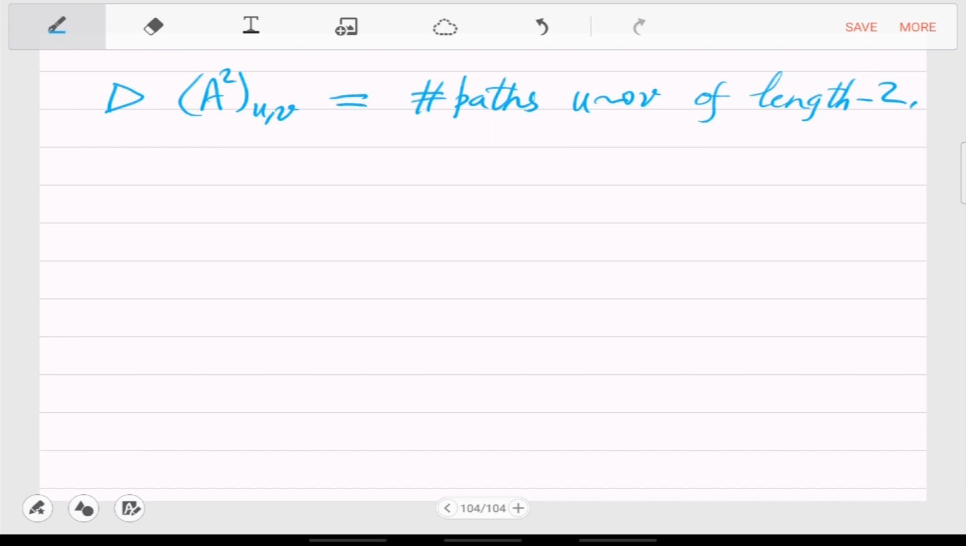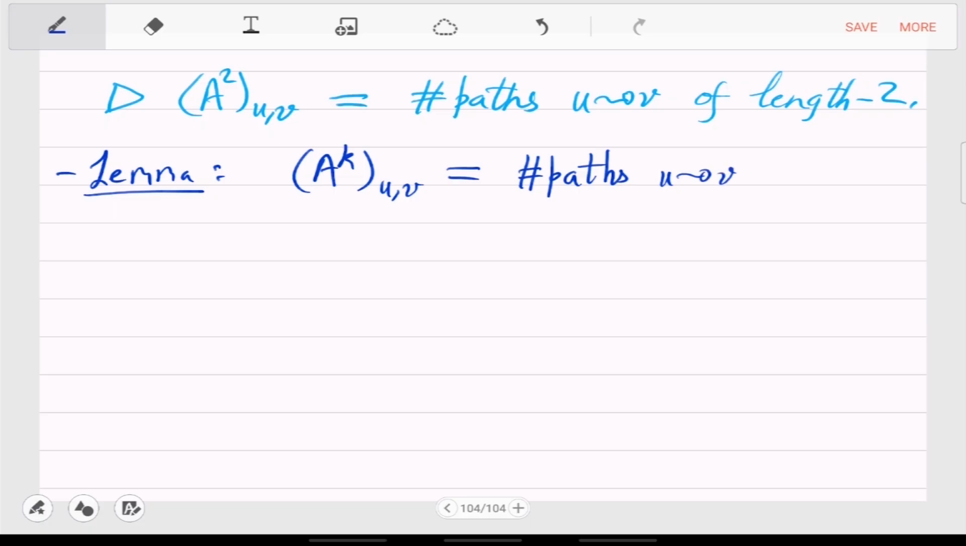So what is the lemma then for A to the K? The UVth entry of A to the K is the number of paths of length K in the graph. Right, so especially if K is equal to n by 2, where n is the number of vertices, then you can count how many paths of length n by 2 there are from U to V, which otherwise would have been very difficult because there are exponentially many paths. Okay, so you can prove this formally as an exercise.